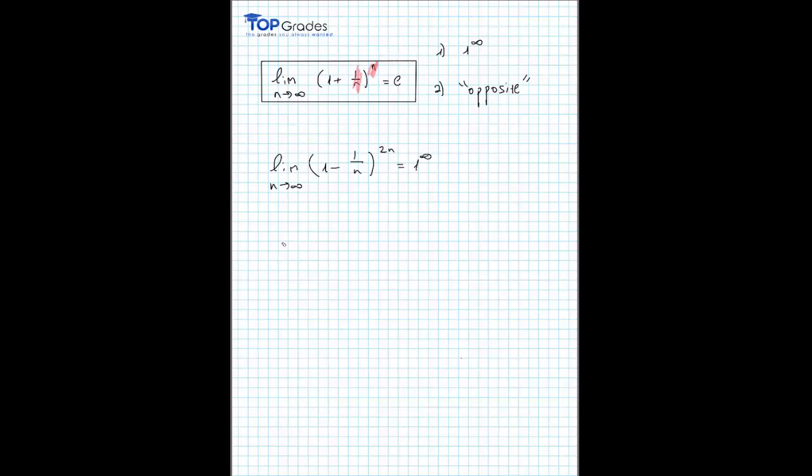So what are we going to do next? We must satisfy condition number 2. But before we do condition number 2, let's pay attention that there's always a plus between them. If there's a minus, it's not a regular Euler, so we have to put a plus here. It will be 1 plus minus 1 over n, and the opposite power of it will be minus n. Why? Because I can write n over minus 1, and this is minus n.